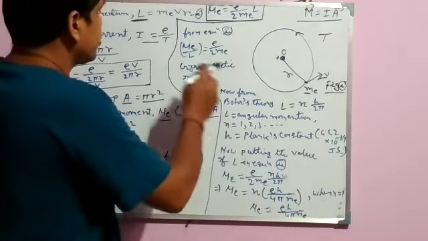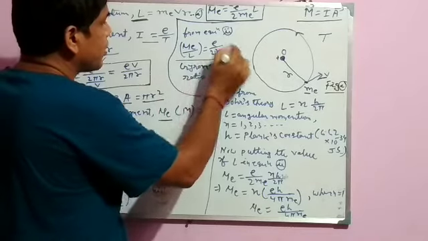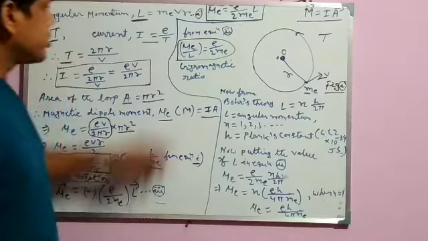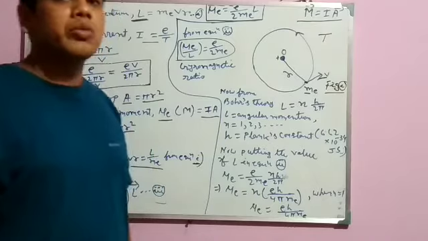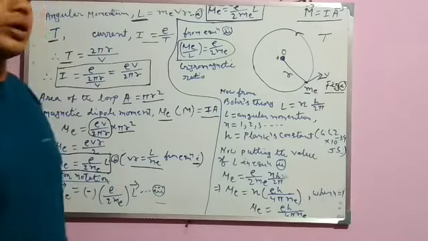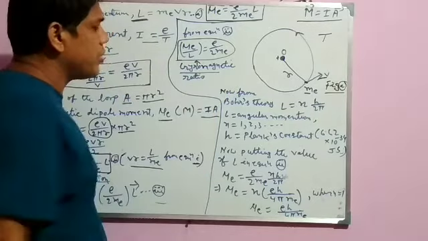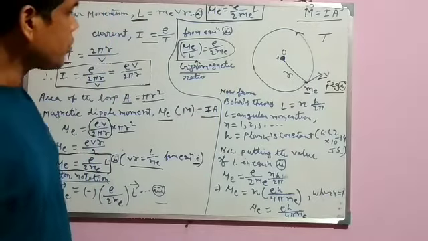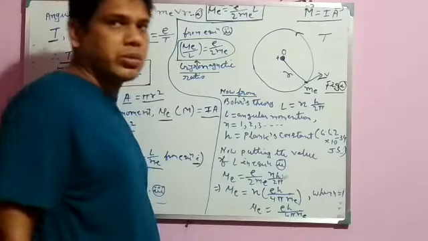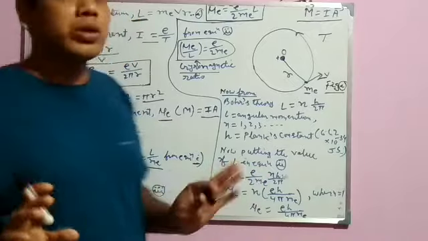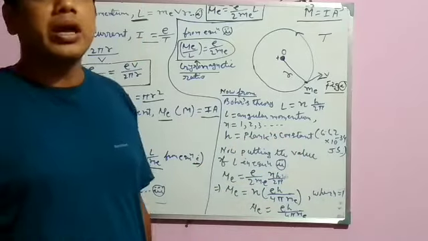Now from equation 2, we can write μe by L equal to e by 2me. This ratio of magnetic dipole moment to angular momentum is called the gyromagnetic ratio, which is equal to e by 2me. Now we want to find this expression. From Bohr's theory, which is not known to you till now, we will discuss these things in atomic physics.